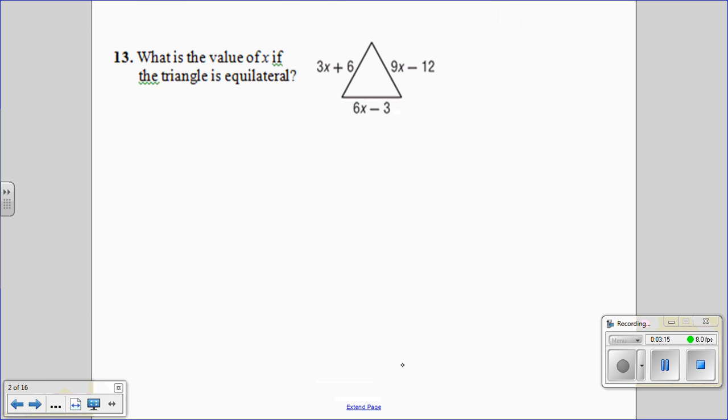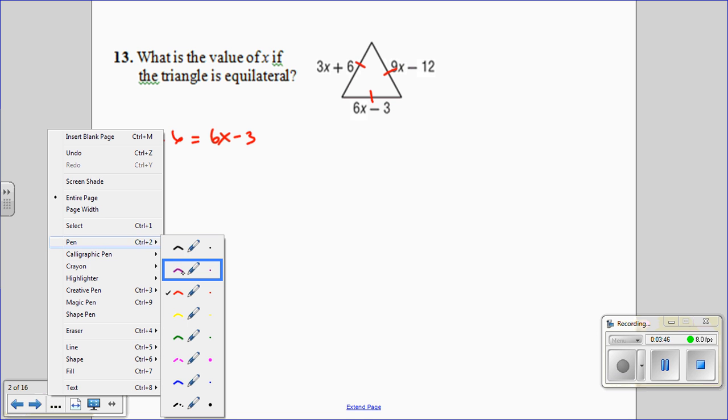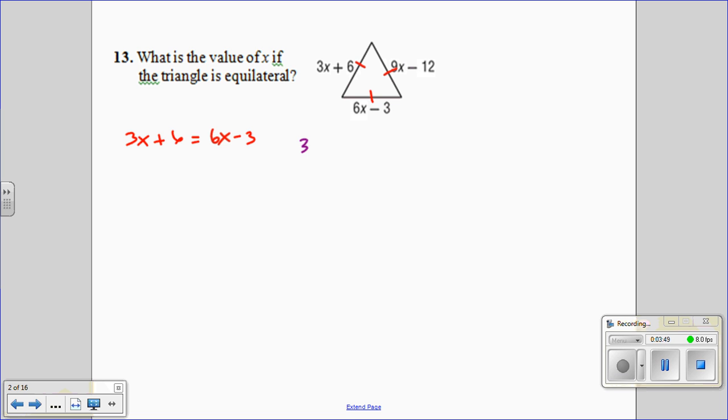Number 13 says, what is the value of x if the triangle is equilateral? Since it's equilateral, all 3 sides are congruent. So to solve for x, you can take any 2 of the sides, doesn't matter which 2, and equal them to each other. So I could say 3x plus 6 equals 6x minus 3. Or I could say 3x plus 6 equals 9x minus 12.